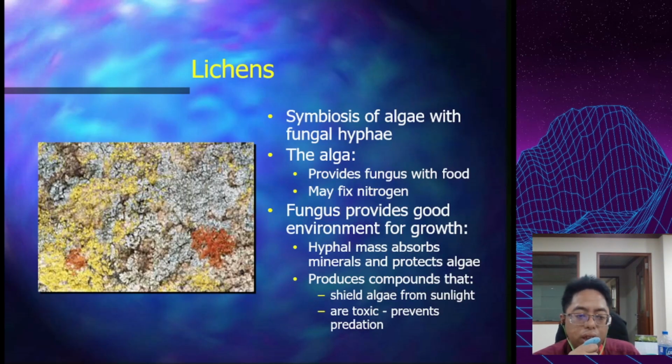Lichens. So lichens is a symbiosis of algae with fungal hyphae. The algae provides the fungus with food and may make nitrogen, and the fungus provides a good environment for growth. The hyphal mass absorbs minerals and protects the algae. So it produces compounds that shield algae from sunlight and are toxic to prevent predation.